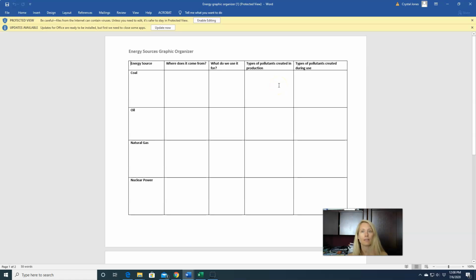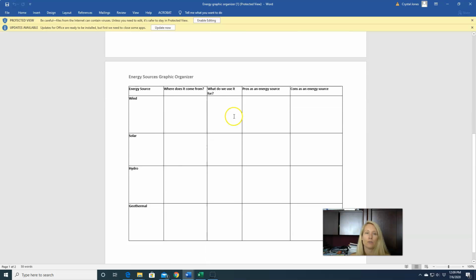And then the types of pollutants created in production. So when I say production, what I mean is what are the impacts of mining for coal? What are the impacts of drilling for oil? What are the impacts of mining for the uranium that we need for nuclear power, right? So this is what I mean by production. And then pollutants during use. So we've burned the coal. What's the problem with coal burning? We have used the oil and created gasoline, and we're burning gasoline. What kind of pollutants did we create, right? So that's the idea here.